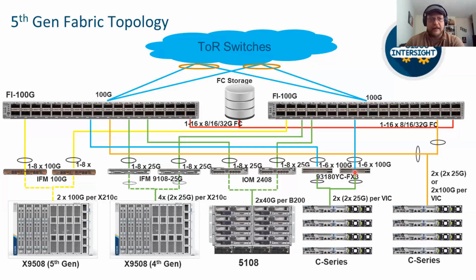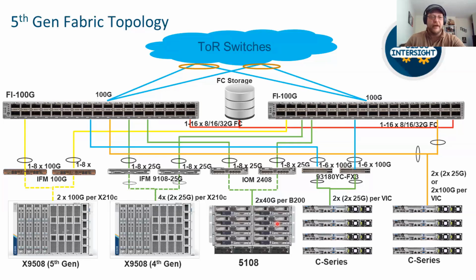If you want to get up to 100 gig, we're recommending the 93180 for 100 gig. That's the 3rd gen fabric extenders. They plug in, operate exactly the same way. You just make those ports server ports, done and done. Here's your 5108 series chassis. Yes, we can plug it into our 5th gen fabric interconnects and operate it alongside of our X series and manage it with Intersight.